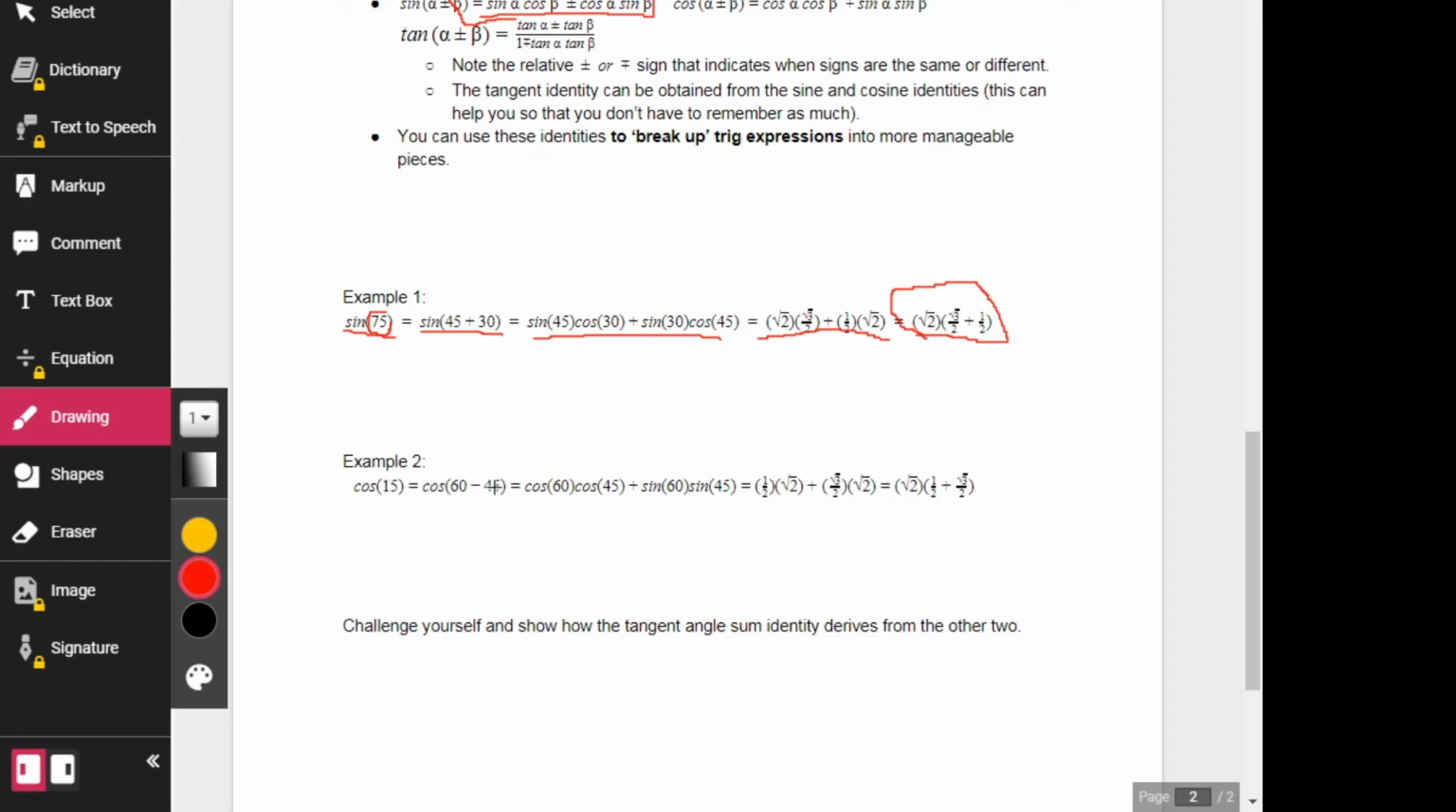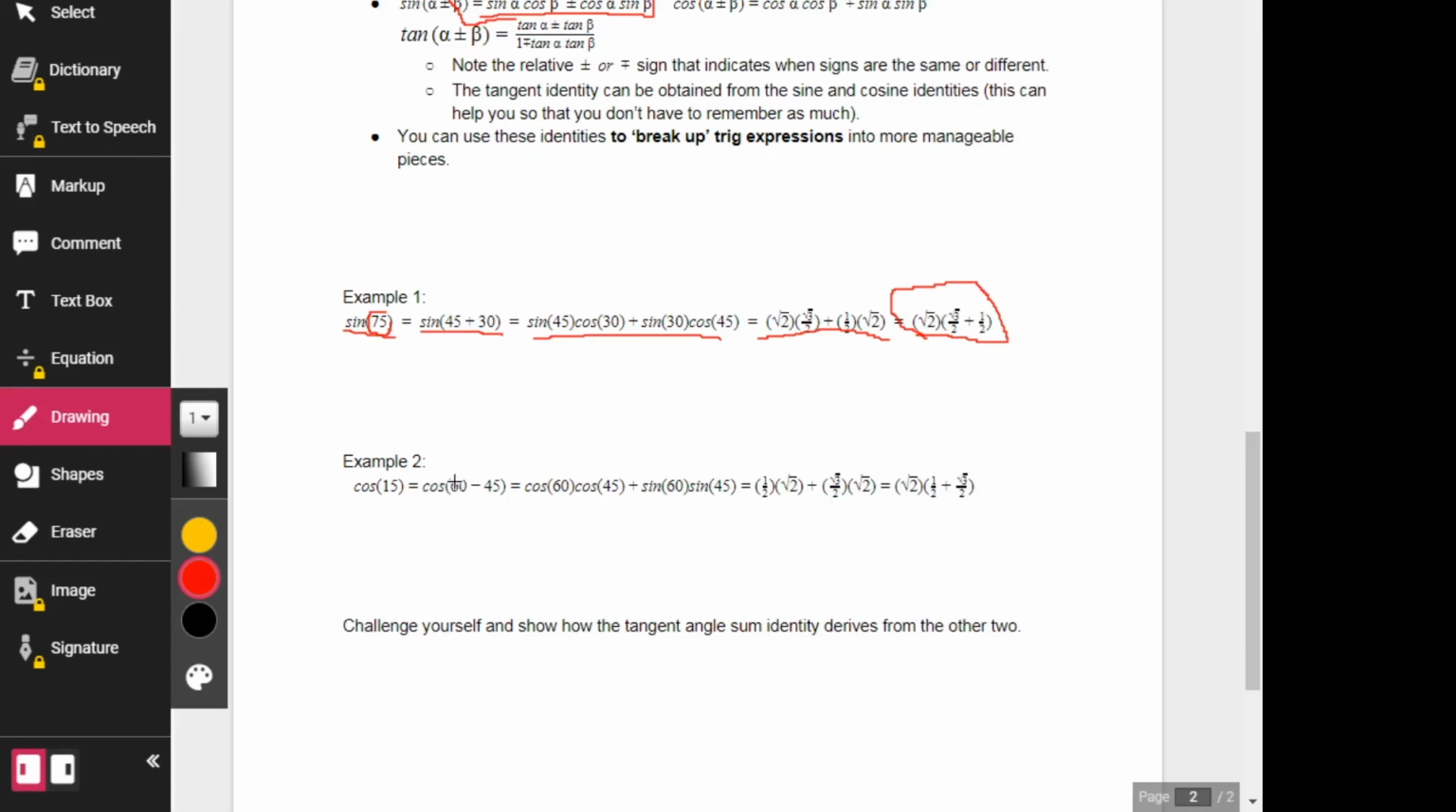So it really is up to you and up to your understanding, your creativity. How do you see 15? Do you see 15 as 60 minus 45? Do you see 15 as 45 minus 30? In any case, for the purpose of this example, we're going to use this.